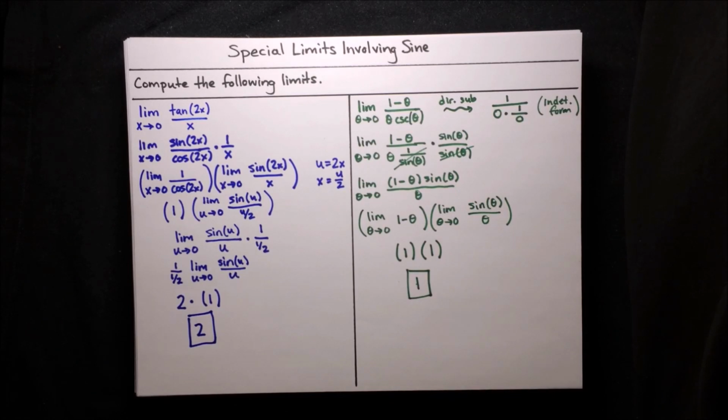Great, so now we know how to solve special limits involving sine using the fact that the limit as x approaches 0 of sine of x over x is equal to 1. In the future, we'll learn how to do a similar thing with a special limit for cosine.